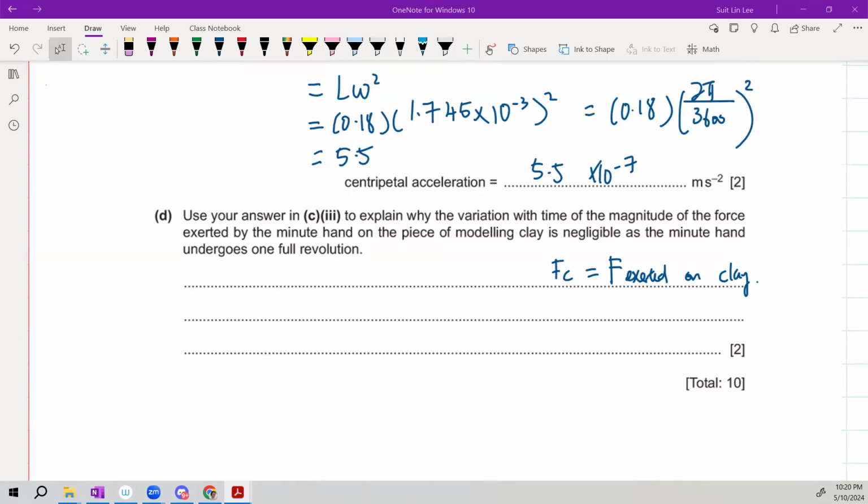Okay. And the weight, so if you think about this is your minute hand, this is your clay. Your clay is about to travel here. The center of the circle is here. There is also mg. And then there's this force exerted on the clay. I don't even know which direction it is. It depends on what is needed. So maybe I plus mg.